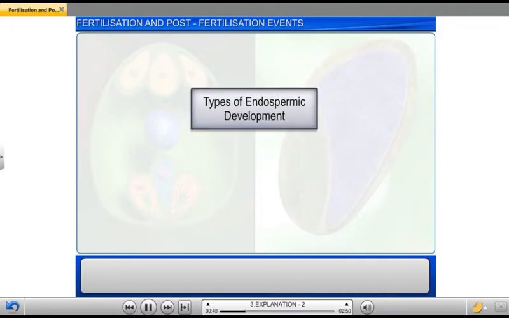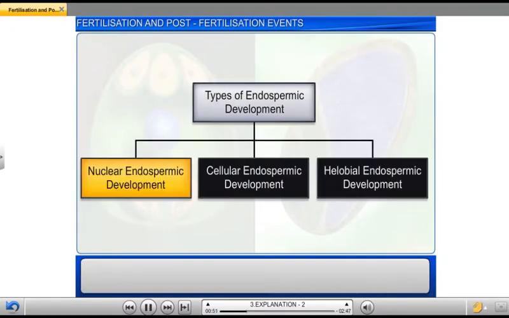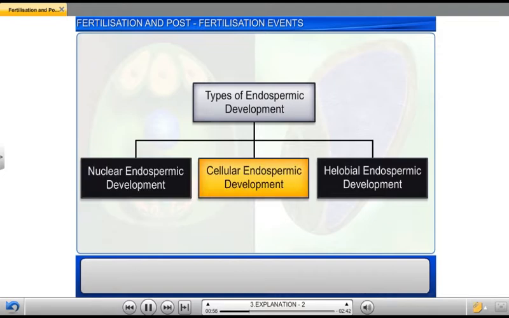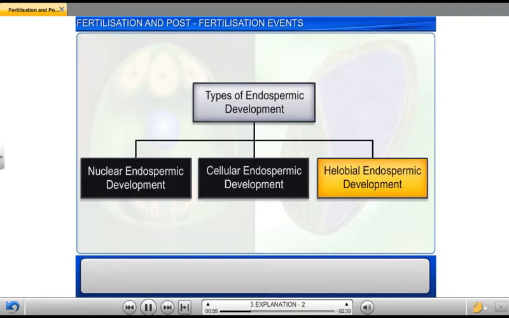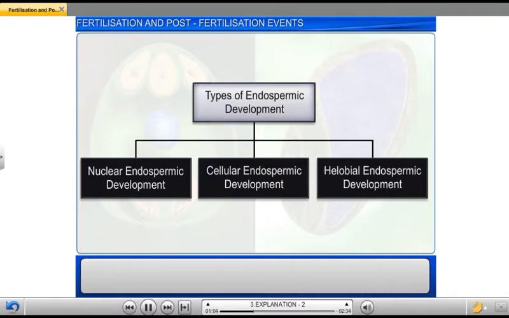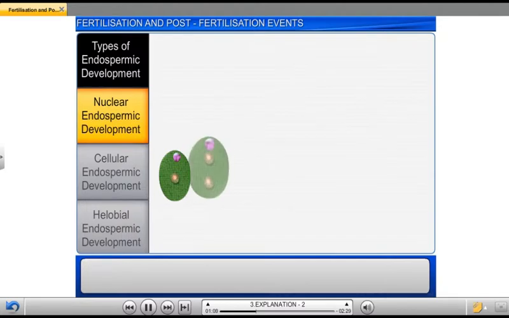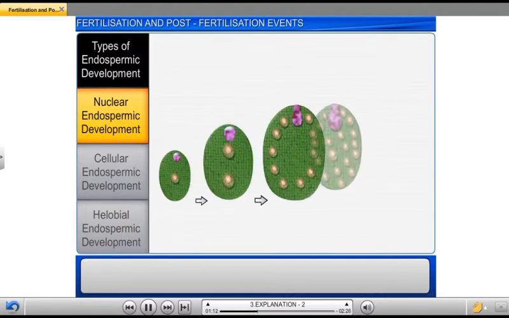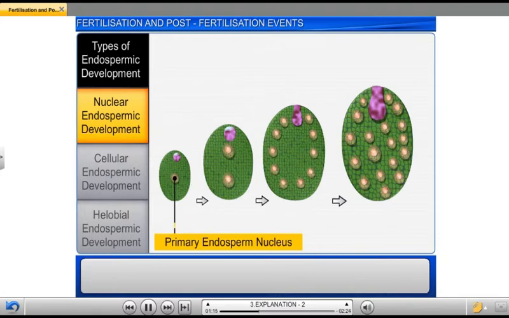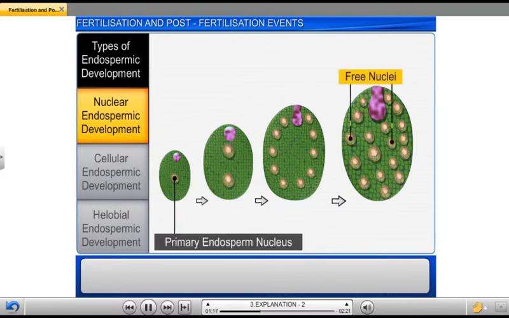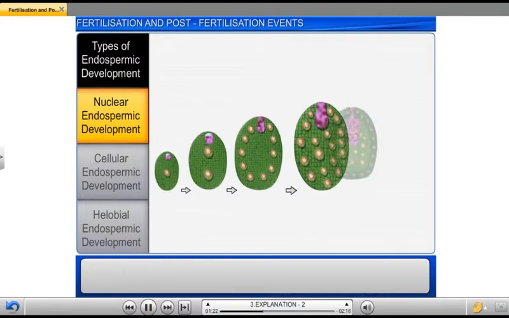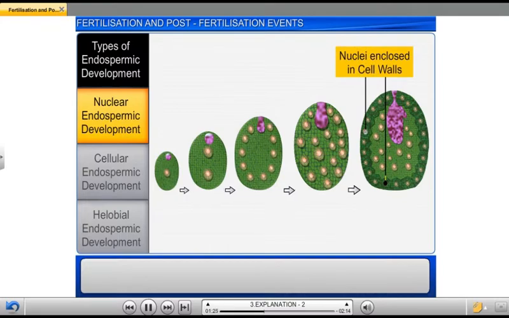Endospermic development is of 3 types: nuclear endospermic development, cellular endospermic development, and helobial endospermic development. In nuclear endospermic development, which is the most common type of endosperm development, the primary endosperm nucleus divides mitotically and forms free nuclei. This division is sometimes followed by cytoplasmic divisions from the periphery.